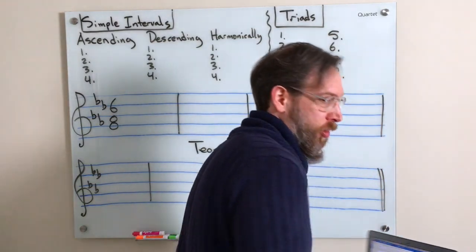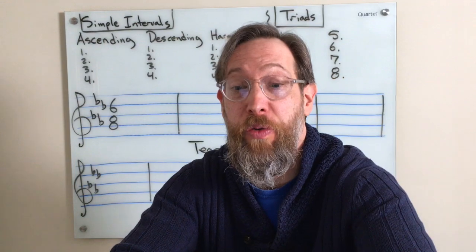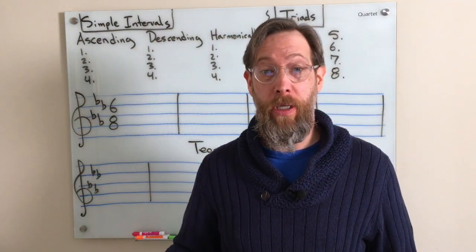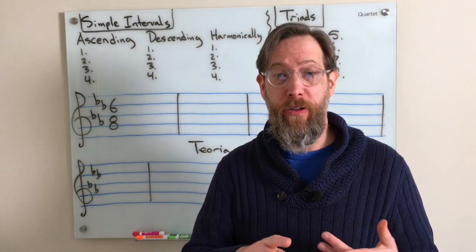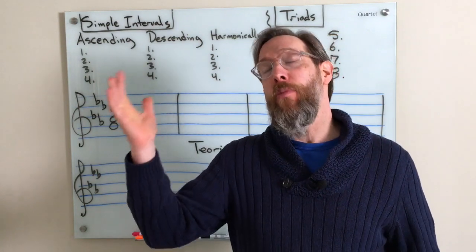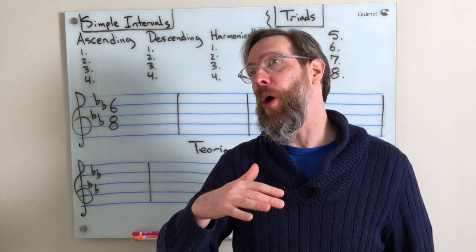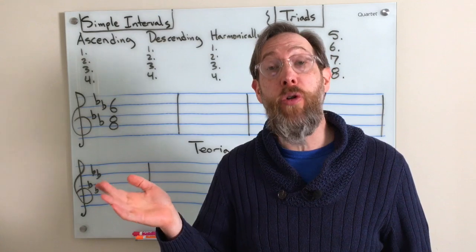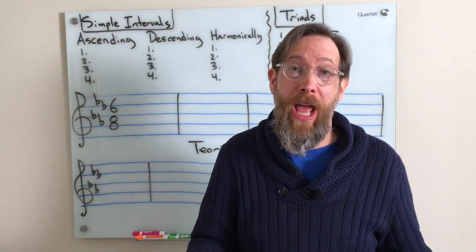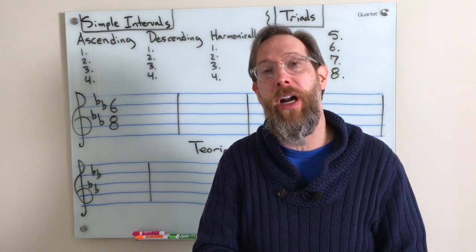Our next section is going to deal with triads. And these triads will only be in root position, and you'll have all the different types, so augmented, major, minor, and diminished. Yes, in terms of music theory, we almost never find diminished triads in root position, but for the purposes of this ear training exercise, we're going to have diminished triads in root position.